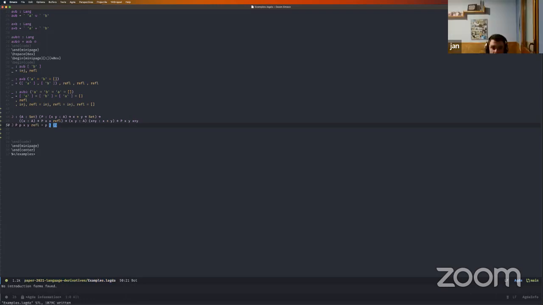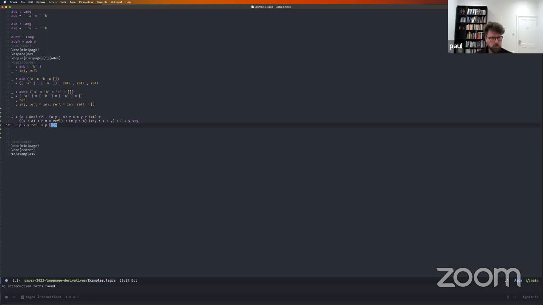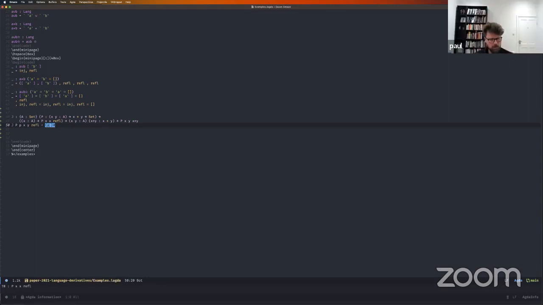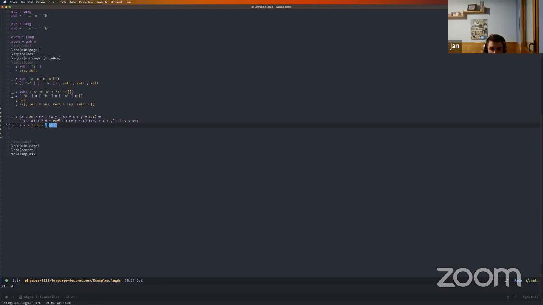Oh no, no. So what I meant is, if you delete the P, and you load the file, and then you type P inside of the hole, and then you try to refine the hole, it will move the P outside, yeah, because it refines it. Okay.